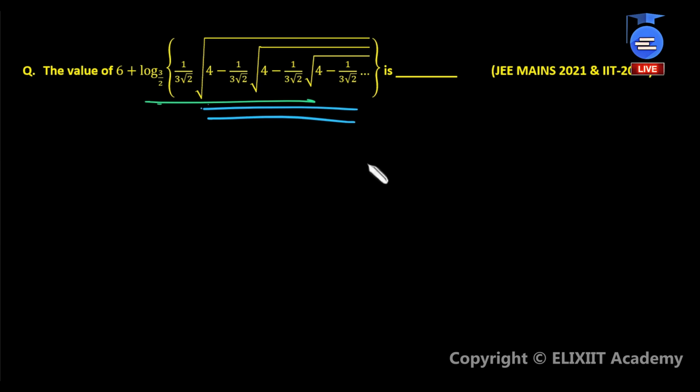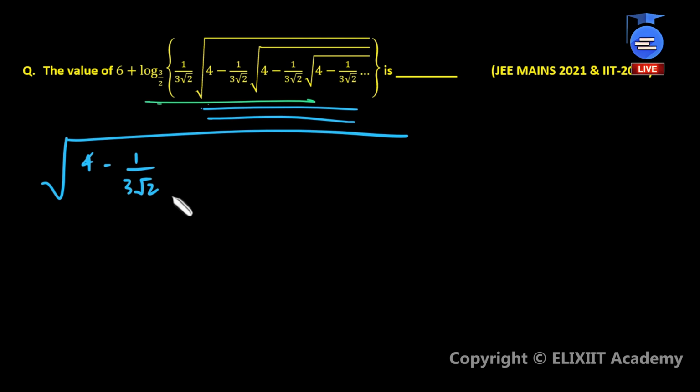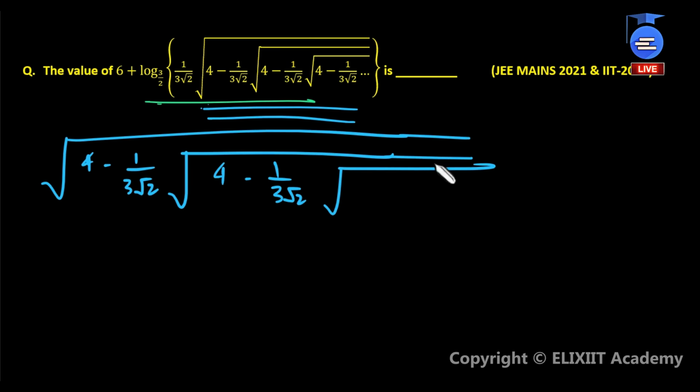In derivative you might get certain functions of this format: x plus root x plus root x plus root x and so on, and you're asked to find dy by dx. This concept is helpful over there also. Understand what this is. Square root of 4 minus 1 by 3 root 2, square root of 4 minus 1 by 3 root 2, square root of 4 minus 1 by 3 root 2, and so on. This is given and the product continues.